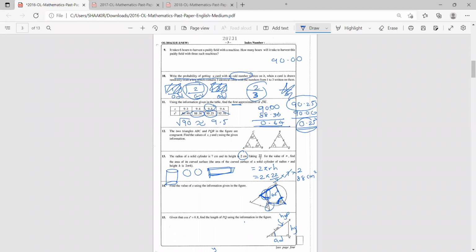So what is the formula for the cos x? I can say it is adjacent over hypotenuse. So they are saying this adjacent over hypotenuse, that value is equal to 0.8. Now, for the adjacent side, what are they asking to find? They are saying to find PQ. So what is adjacent side here? PQ is the adjacent side. What is hypotenuse? That one they have given us, 3 centimeter.